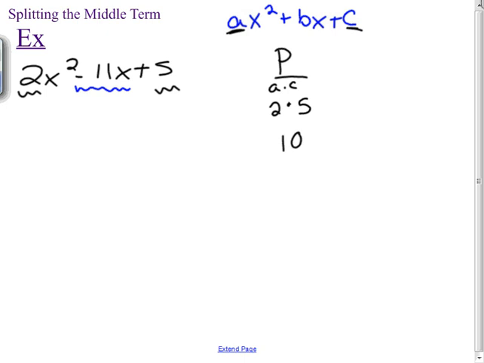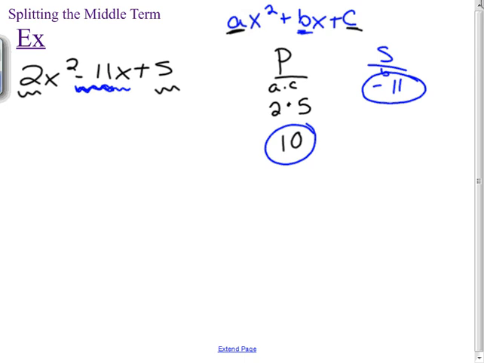And then I have to find my sum. My sum is the b value. And my b value, the coefficient, is negative 11. So I have to figure out what two numbers multiply to give me 10 and add to give me negative 11. Now this one hopefully is a little bit more straightforward. For the product, the only way to get 10 is 1 and 10 and 2 and 5, or the negatives, both of them being negative. But you have to be careful because our sum has to be negative as well.